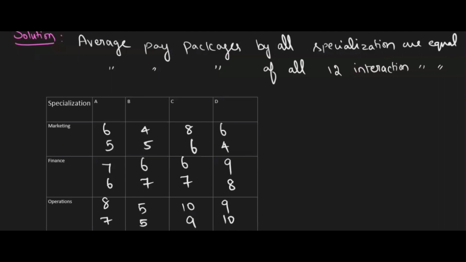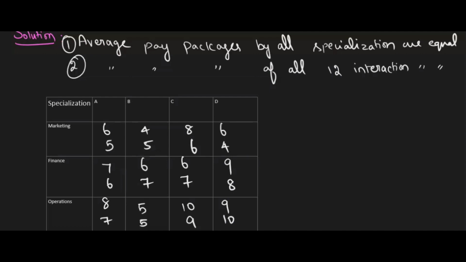Test the hypothesis whether the difference between pay packages offered can be attributed to chance at 5%. So we are going to keep the null hypothesis that average pay packages by all specializations are equal and average pay packages of 12 interactions are also equal. Let me write the hypothesis. So I have written the hypothesis. This is the first hypothesis, that is the average pay packages of all specializations are equal, and the second one is average pay packages of all 12 interactions are equal.